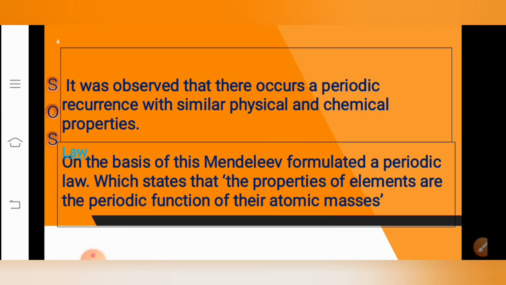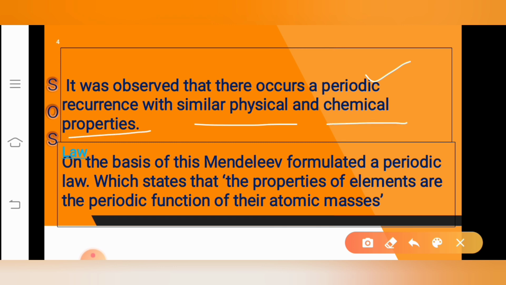It was observed that there was periodic reoccurrence of the elements with similar physical and chemical properties. I told you what is meant by periodic reoccurrence, it means some of the elements were having similar properties, right? Mendeleev also observed this periodic reoccurrence of elements having similar physical as well as chemical properties. And finally, on the basis of this, Mendeleev formulated the periodic law.